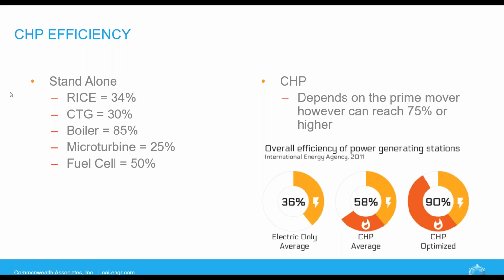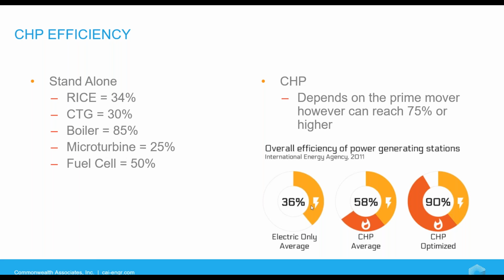So if we look at the standalone here, RICE engine with reciprocating engine, around a 34% efficiency. CTG's around 30%. Now, boiler has a pretty high efficiency of 85% just by the technology itself of just boiling water and getting water out and heat out. Microturbines are low at 25%, and fuel cells are 50%. Depending on the prime mover, CHPs can reach 75% or higher efficiency. So compare that to the standalones. It's a really, really nice increase in efficiency.